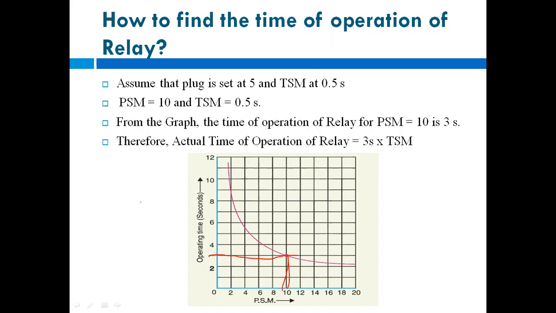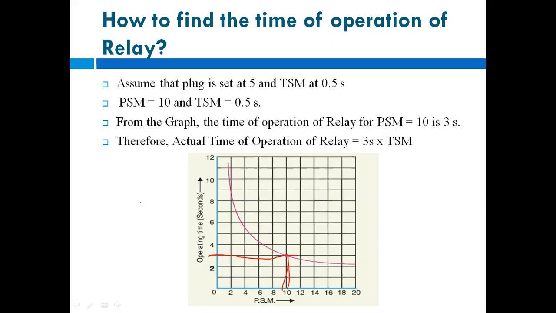Why are we taking the plug setting multiplier and time setting multiplier? You may have seen when you are taking readings in practicals, if you take the example of a watt meter or any other meter, some multiplying factors are given there. If the meter shows 1 and the multiplier is 10, then your actual value is 10. These are such types of multipliers.